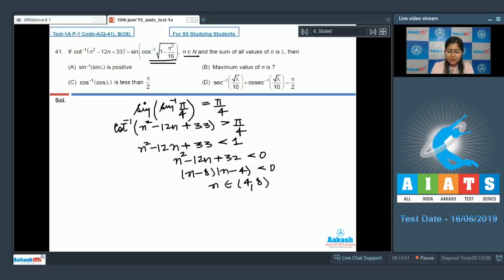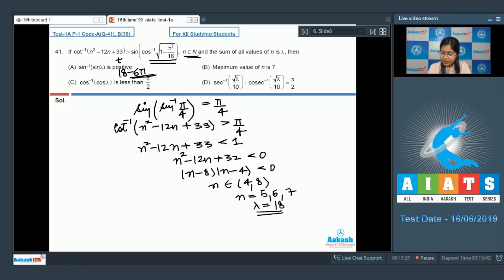It has been said that n is a natural number, so n can take the values 5, 6 and 7. Right? So the sum of the values is lambda, that is lambda is equal to 5 plus 6 plus 7, that is 18. So we have to find the value of sine inverse sine 18. That can be found by drawing the curve of sine inverse sine x. So it will be 18 minus 6 pi, which is negative. So this option is incorrect.